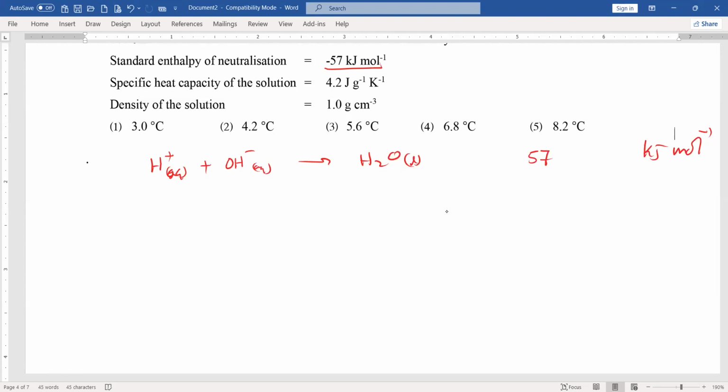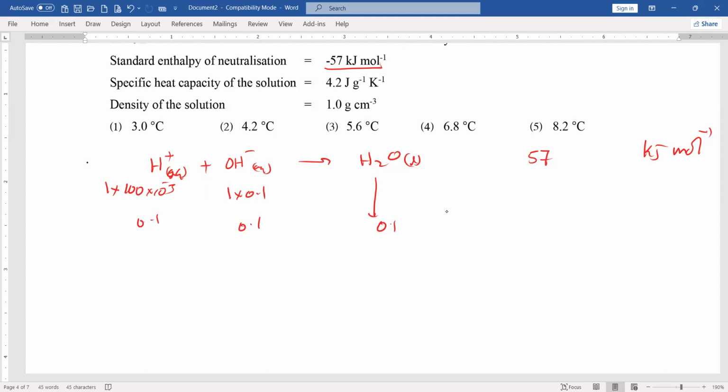we can take the concentration of HCl and calculate the number of moles using its volume. The number of moles of HCl is 1 mole per dm³ into 100 into 10 to the power minus 3, that is 0.1. So 1 into 0.1, that is 0.1 moles of H plus will react with 0.1 mole of OH minus. Then 0.1 moles of water will be produced.